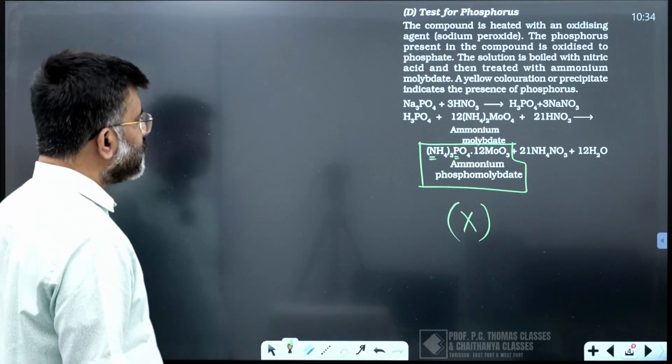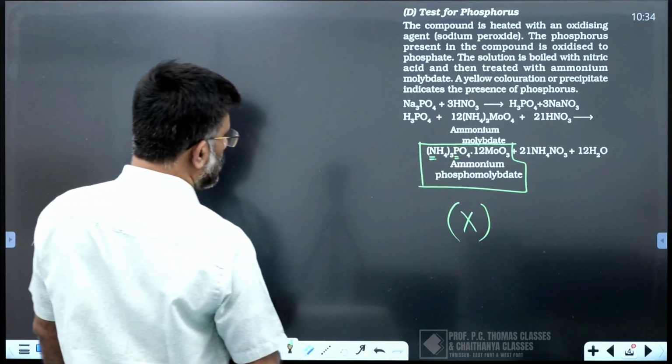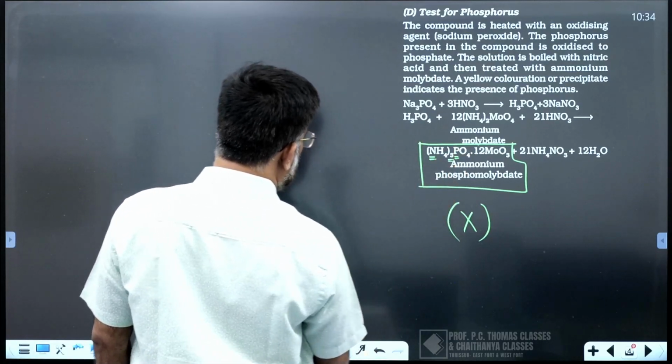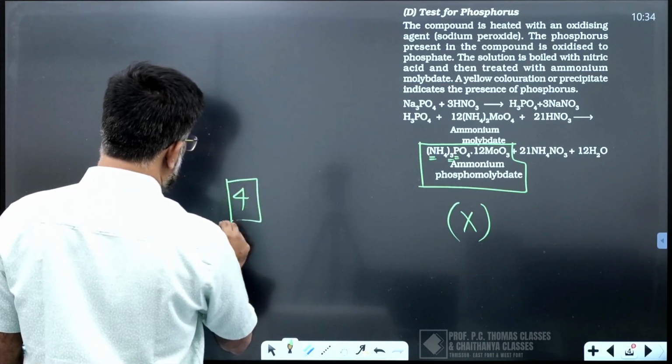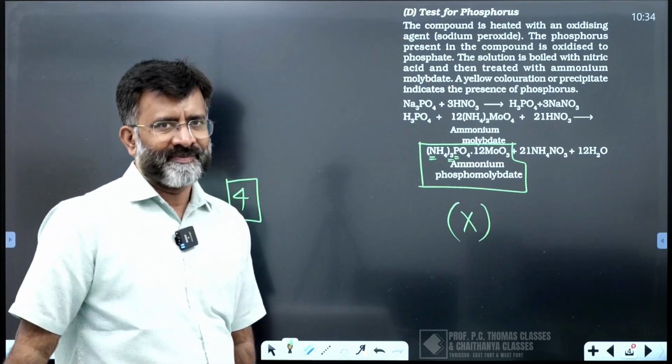And the answer is nitrogen, phosphorus, not 2. It is nitrogen. There are 3 nitrogen. So it is 3 plus 1. 4 is the answer. 3 nitrogen and 1 phosphorus.